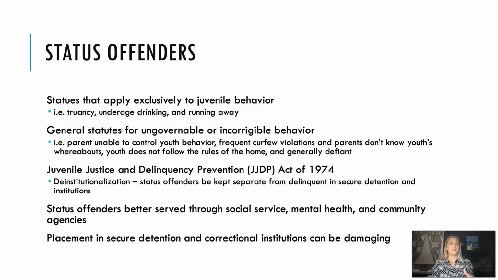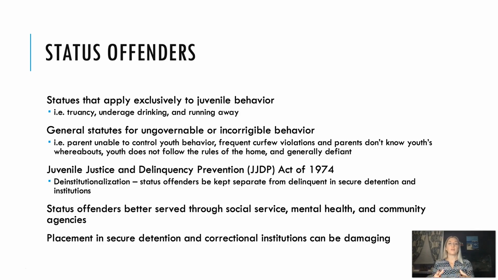So what are status offenders and how do they fit into juvenile court? We know all about juvenile delinquents. Status offenders are those who commit acts against statutes that apply exclusively to juvenile behavior. So these are offenses that an adult could not be charged for. They're things such as truancy, underage drinking, running away from home. Obviously, adults are not going to be charged with those.